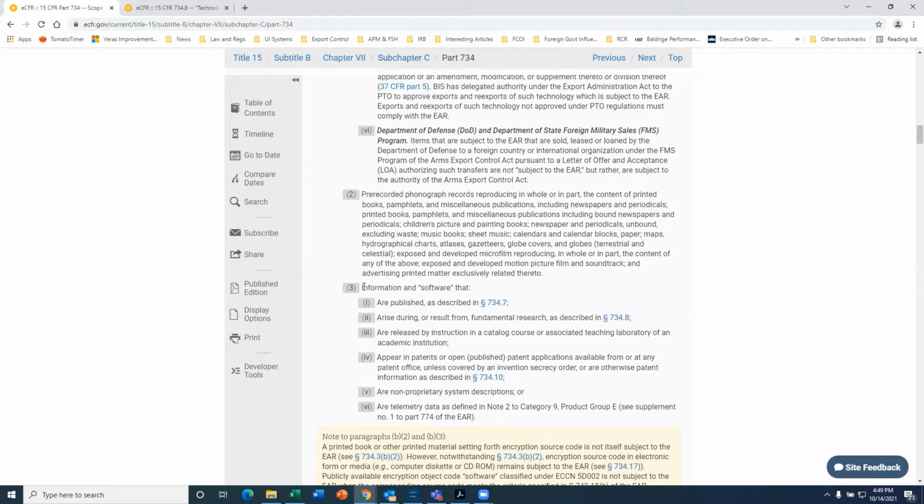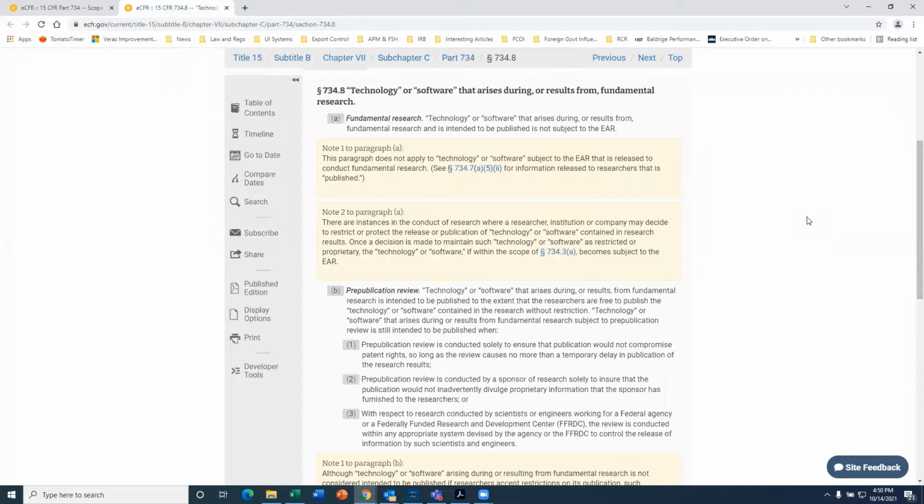Information and software. So we're talking about intangibles, information and software. See, this is "or", so none of these things are subject to the Export Administration Regulations. Right here is the one we're interested in: arise during or result from fundamental research. Okay, so that references this section 734.8, which I have pulled up already. So if it arises from fundamental research, it is not subject to the EAR. That's virtually everything we do at the University of Idaho.